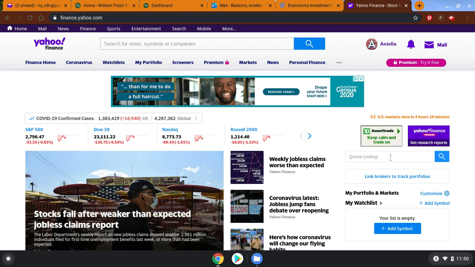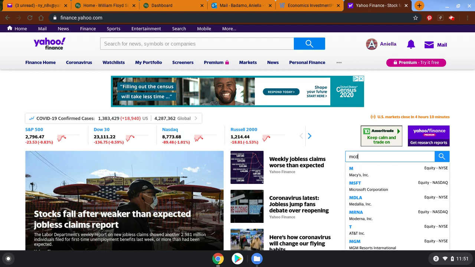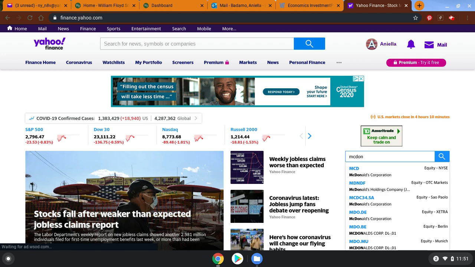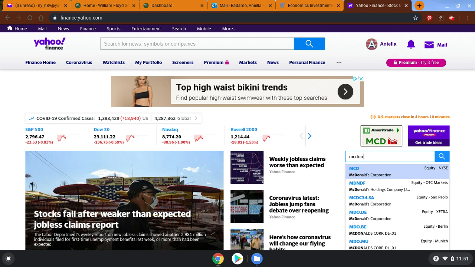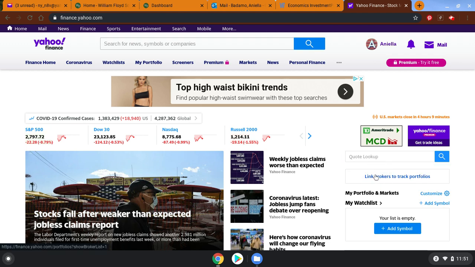And you're like, well, that's great, but how do I use it? Well, just start typing your company's name. For example, McDonald's. And as I start typing, you see this is going to come up, right? McDonald's Corporation, MCD. It says it's an equity stock and it's listed on the New York Stock Exchange, NYSE. That's what that information is, just to help you out. So you're going to click on that.